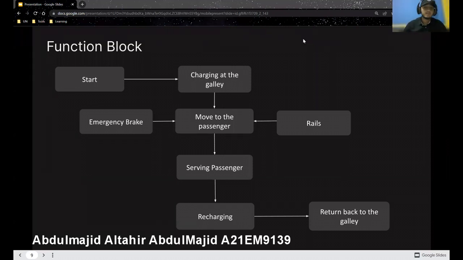Hello everyone, my name is Abdulmajid. Today we're going to be talking about function block. As we can see, our project entails a plane trolley. A plane trolley system was proposed to serve food and drinks for customers during their flight, while ensuring a high level of safety in case of uncertain occurrences during the flight.